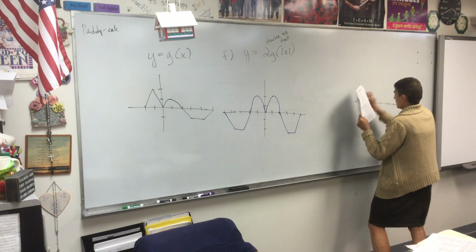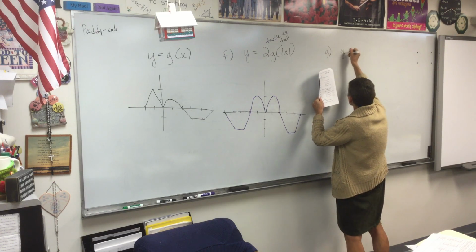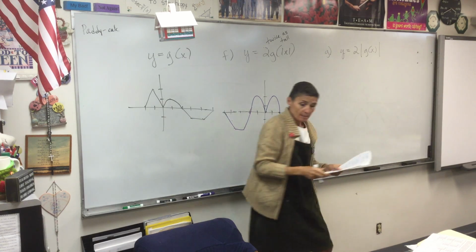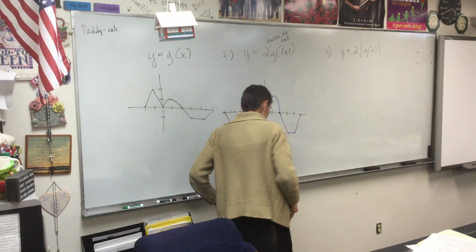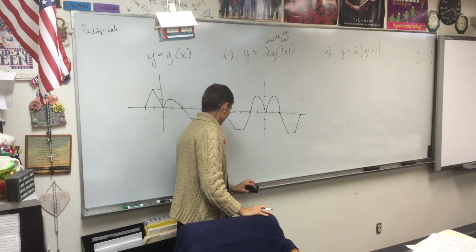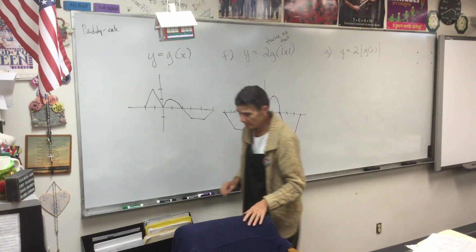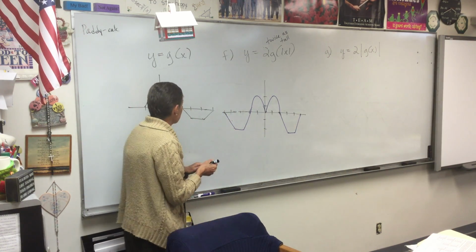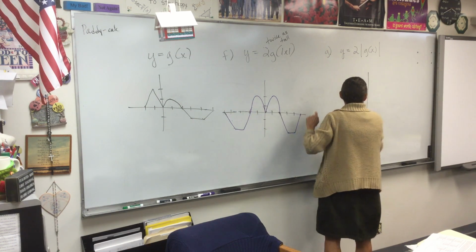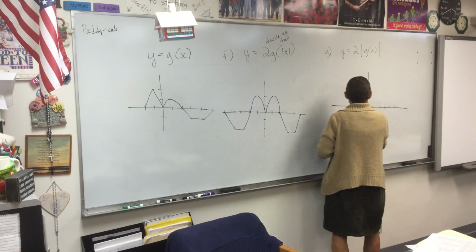All right, and our letter G now. Says y equals 2 absolute value. Now, please, please, please pay attention to the fact that the absolute value is in a different place here. So this is the one where everything becomes positive, right?